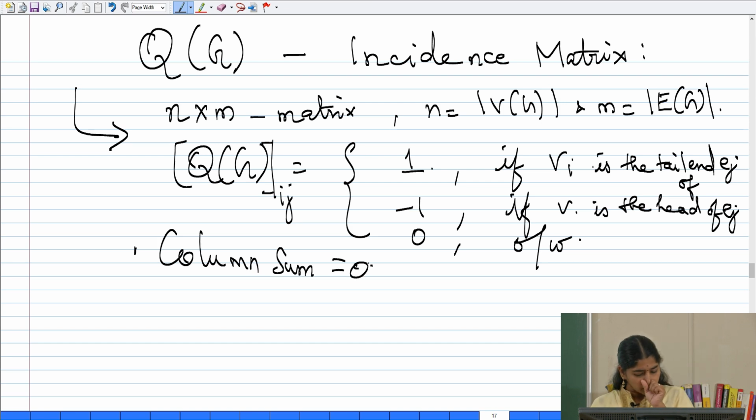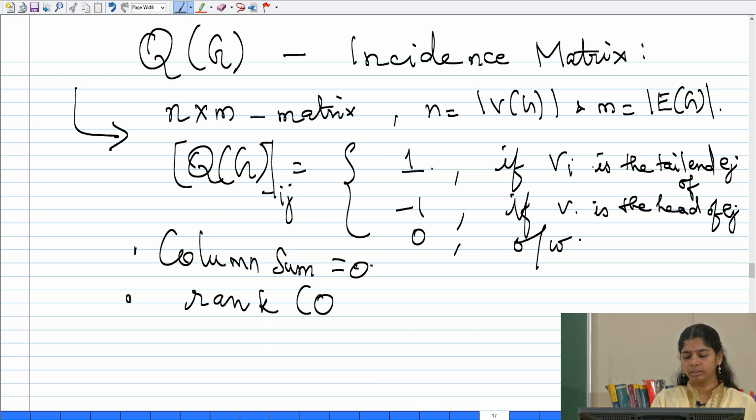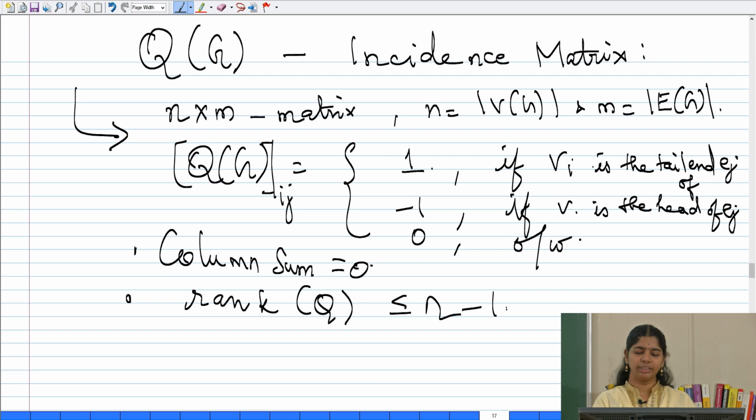So for this matrix, the column sum is 0, and so what can we say about the rank of this matrix? To talk about rank, I want to talk about the number of linearly independent columns. Since we know the column sum is 0, we have that the rank is at least 1 less. So we can say that the rank of Q is less than or equal to n minus 1. And what can we say about the other bound? The claim is, in fact, that the rank of this matrix is equal to n minus 1.